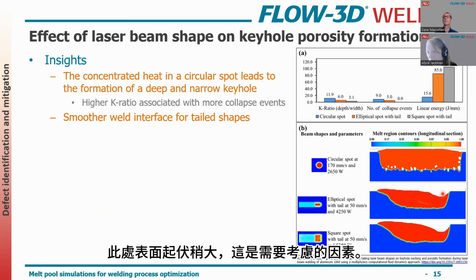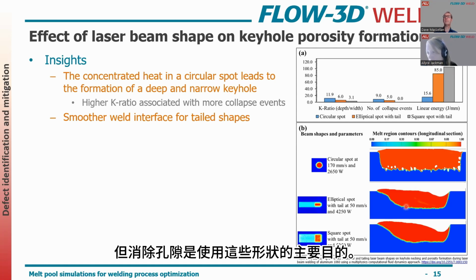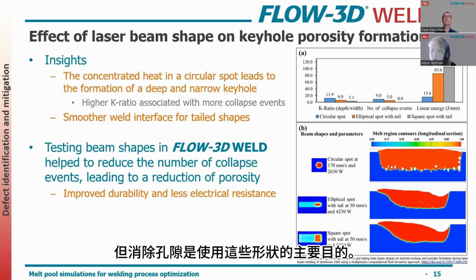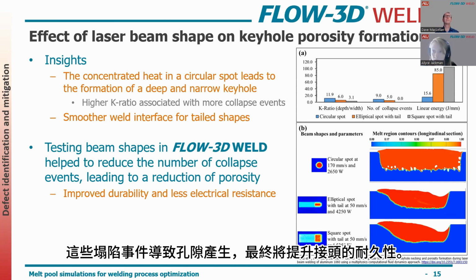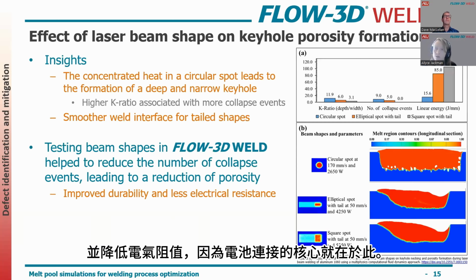You get a little bit more variation on the surface here. So that is a bit of a consideration here, but getting rid of that porosity was the main goal of using these shapes. So using this kind of software, being able to get those deep insights, they were able to reduce the number of collapse events that led to that porosity. And ultimately, this is going to improve the durability of the joint and reduce the electrical resistance, where that is the whole point of these connections in the battery.